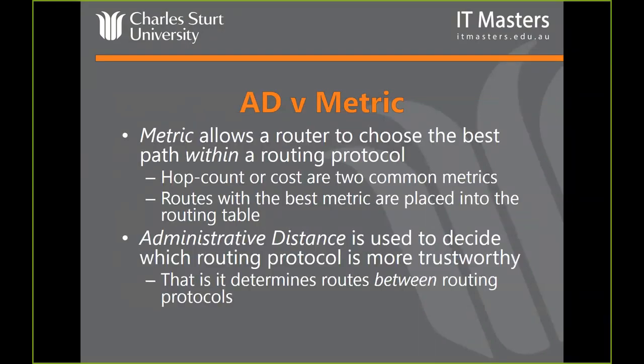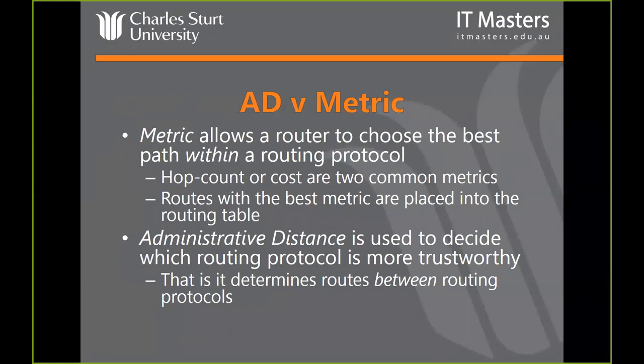In terms of administrative distance and metric, a metric allows a router to choose the best path within a routing protocol. So what that means is RIP version 2, for example, uses the metric of hop count. If the routers are all talking RIP version 2, then they will all have the idea of hop count. So that metric of hop count is used within that routing protocol only. Now, there are other protocols that use hop count as well, and we'll see how they interact later on. But metric is generally contained within a routing protocol. So routes with the best metric within a routing protocol are placed into the routing table.